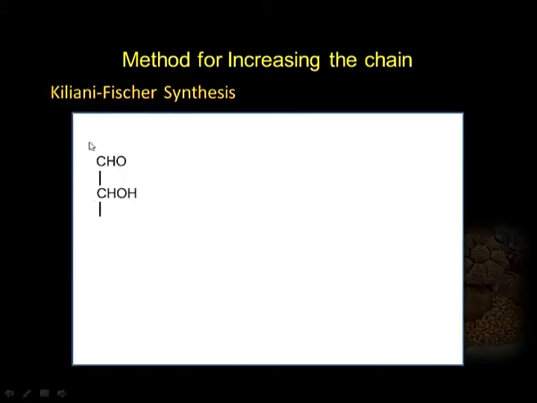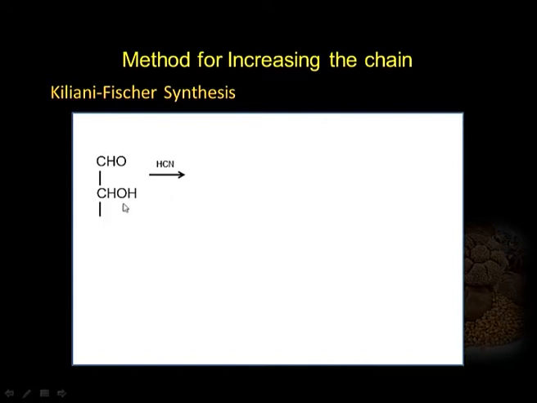Then next we take up the method for increasing the chain. Meaning if we have a lower homologue in a monosaccharide, how do we get a higher homologue? This reaction occurs only on aldoses and is called the Kiliani-Fischer synthesis. Again, for this reaction I have taken only the upper portion of any aldose.